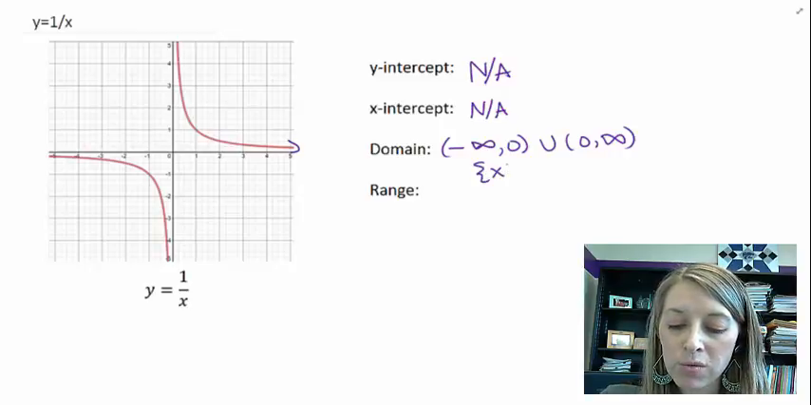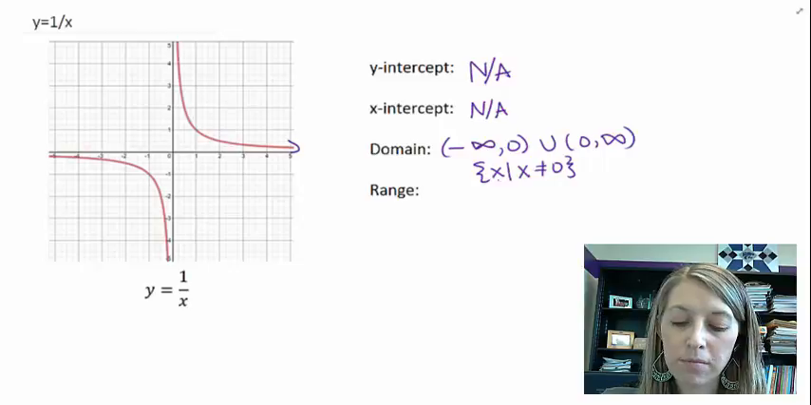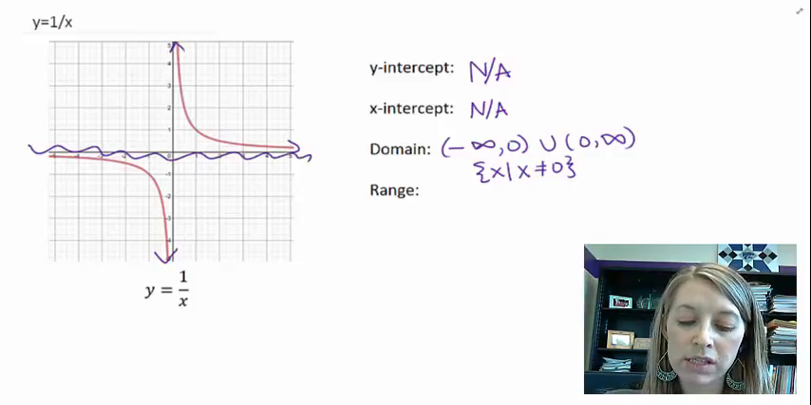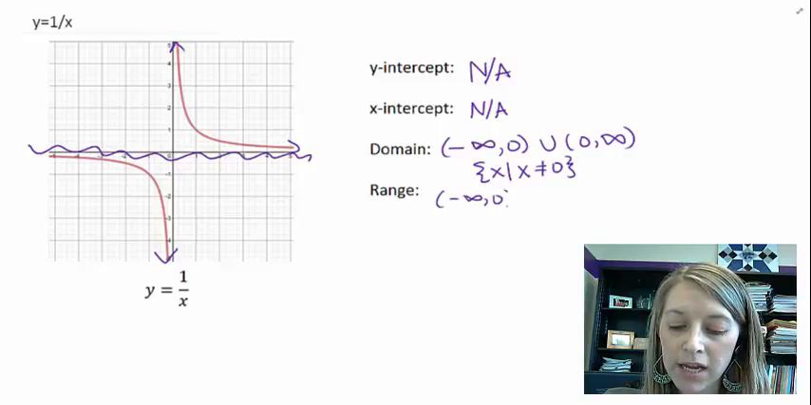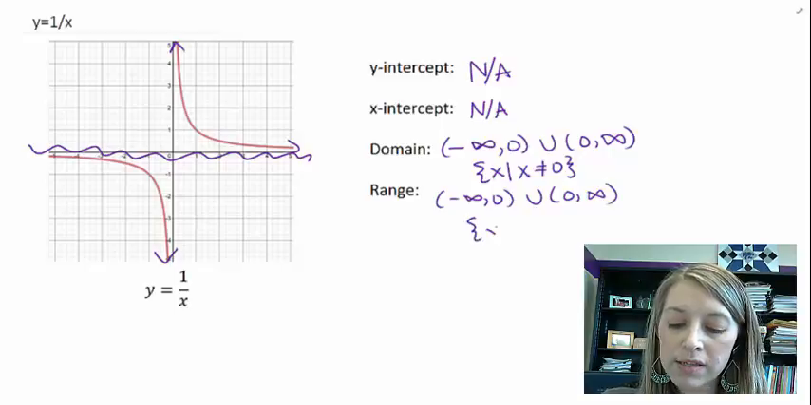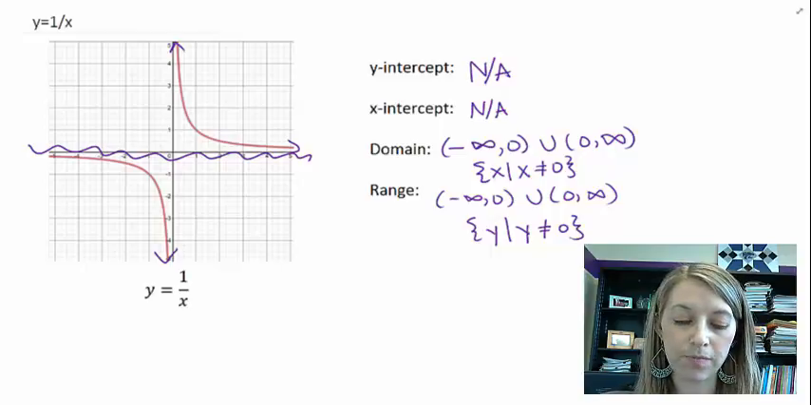You might also want to write this in set builder notation. It might be easier, meaning the set of x's such that x cannot equal 0. Same thing with the range then. It looks like it goes down and up forever, but again, we never get 0 out of this function. So in interval notation, you can write it in this format, or the set of y's such that y will not come out to be 0. Either one of those notation works.